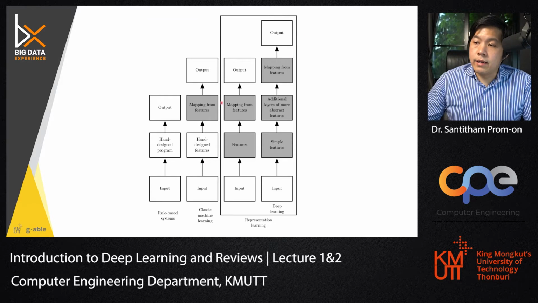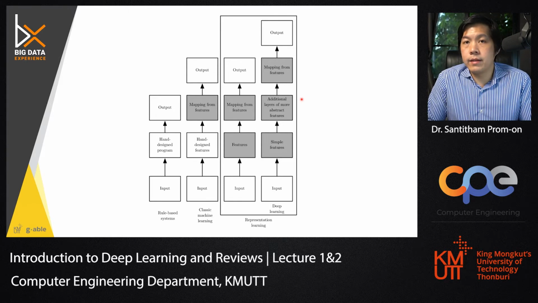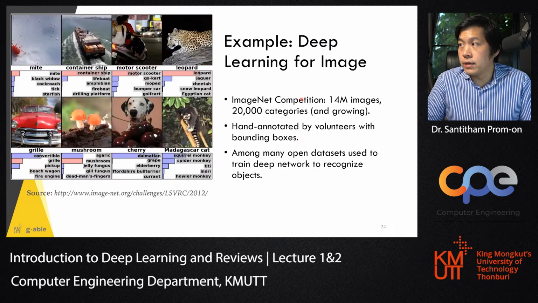For deep learning and representation learning, you have input and output, but you want the model to learn all these things. It needs to learn the features and learn the mapping. And in the deep learning sense, it needs to learn the additional layers. You need to learn which layers are important and which are not, and then try to prune them out themselves if possible. Okay, this is representation learning.